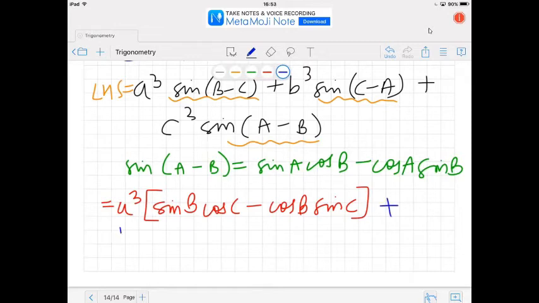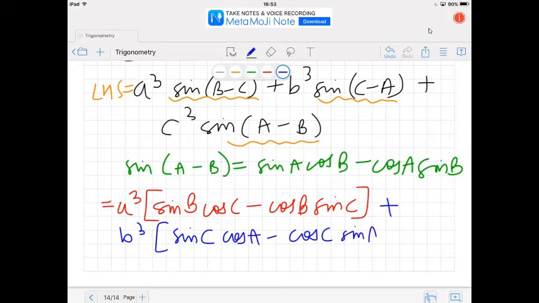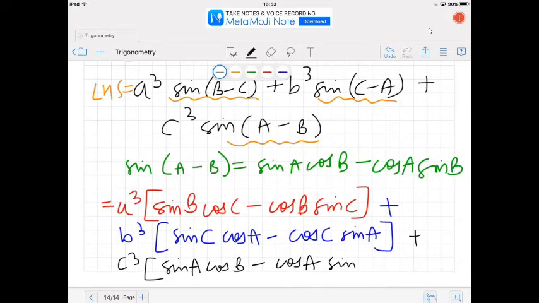इसके बाद b cube multiplied by sine of c minus a को मैं expand करूंगा. So I have sin c into cos a minus cos c into sin a, and last but not the least I have c cube multiplied by sine of a minus b. So हमने अभी लिखा था, that is sin a cos b minus cos a into sin b. Okay, मैंने सिर्फ expand किया है. ठीक है, sin of a minus b के फॉर्म में. All right.